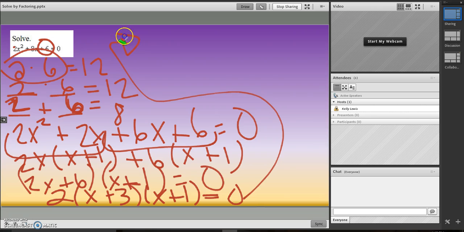Alright, I'm going to do x plus 3 equals 0. So I get negative 3. And I get x plus 1 equals 0. So I get negative 1. Those are my two answers.